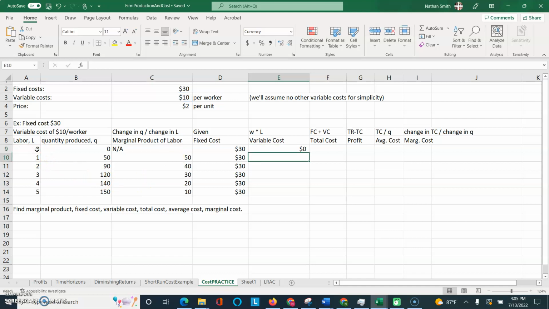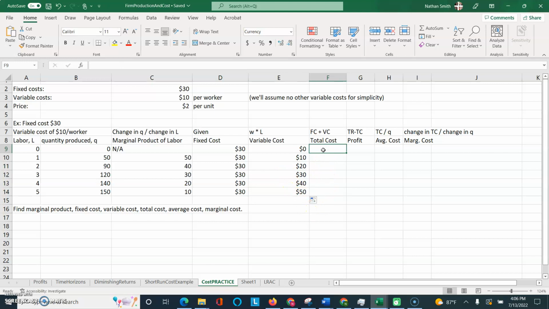So in the first row here, there is no variable cost because no workers are yet hired. Now if I simply drag down, I can see it kind of makes sense. When I have one worker hired at $10 per worker, my total variable is 10. If I hire two workers at $10 a worker, my total variable is 20, and on and on.